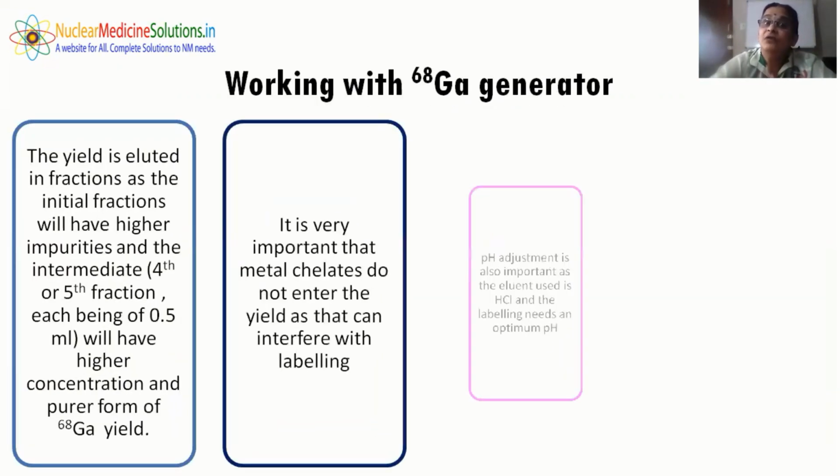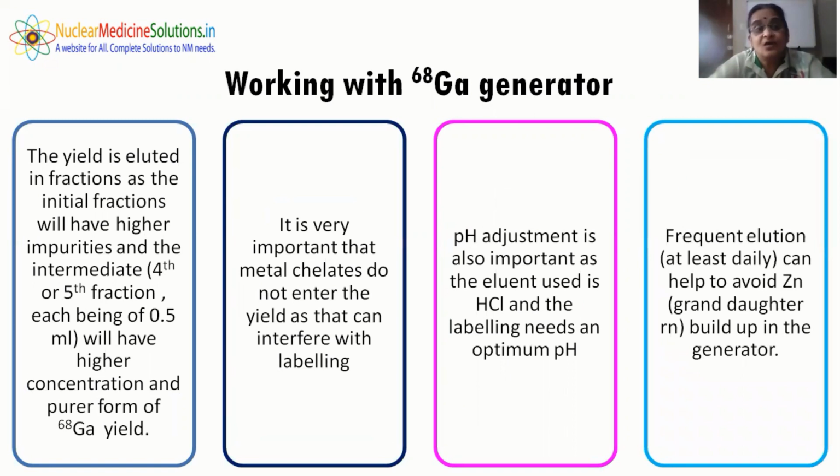Now, how will we work with the gallium generator? How does it work inside? This yield is eluted in fractions. It is still not as old as the technetium generator. Its utility value is already clinically usable, but it still has to get as established as the molybdenum-technetium generator. It is still not a workhorse PET generator for certain reasons. Of course, with a lot of standardization, it can achieve that state too.